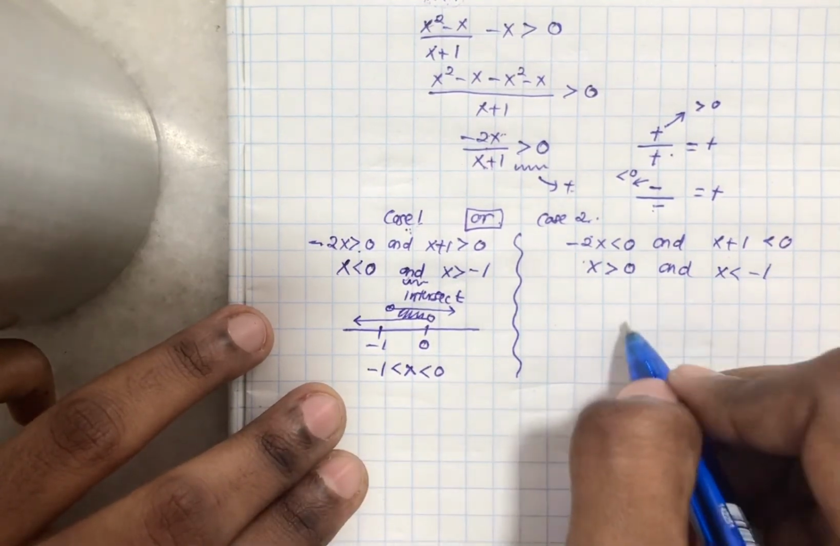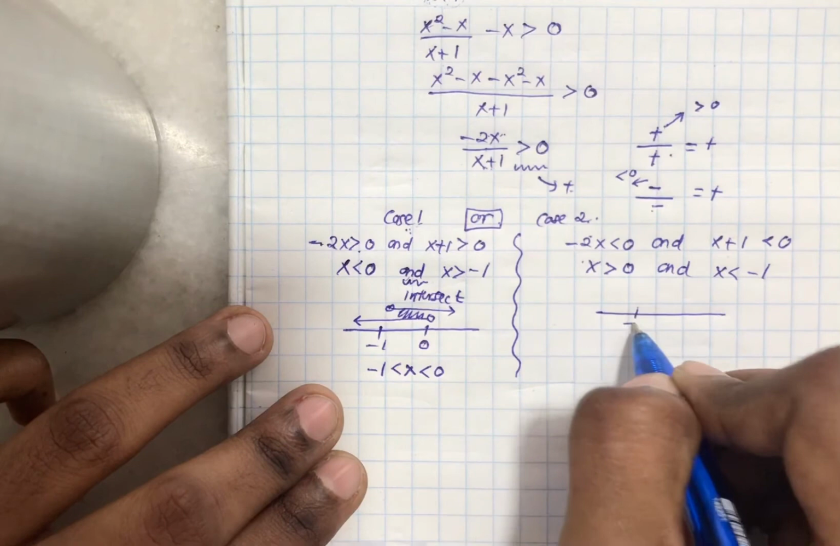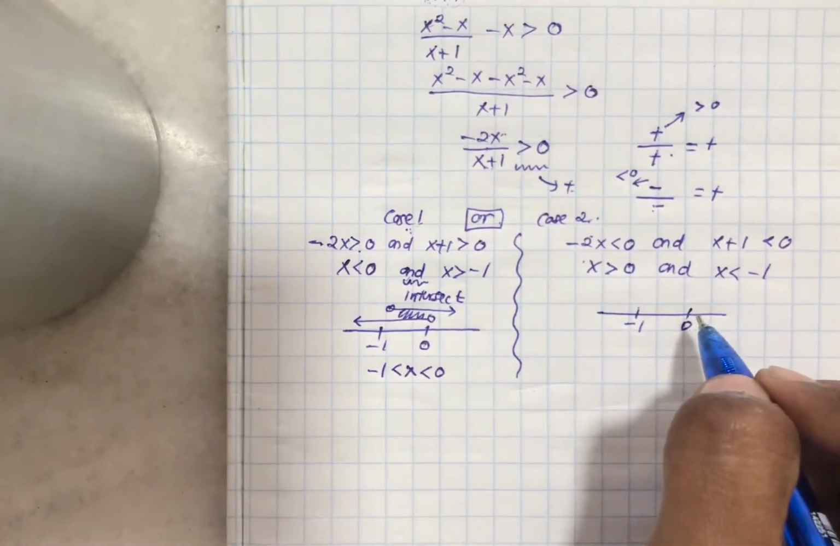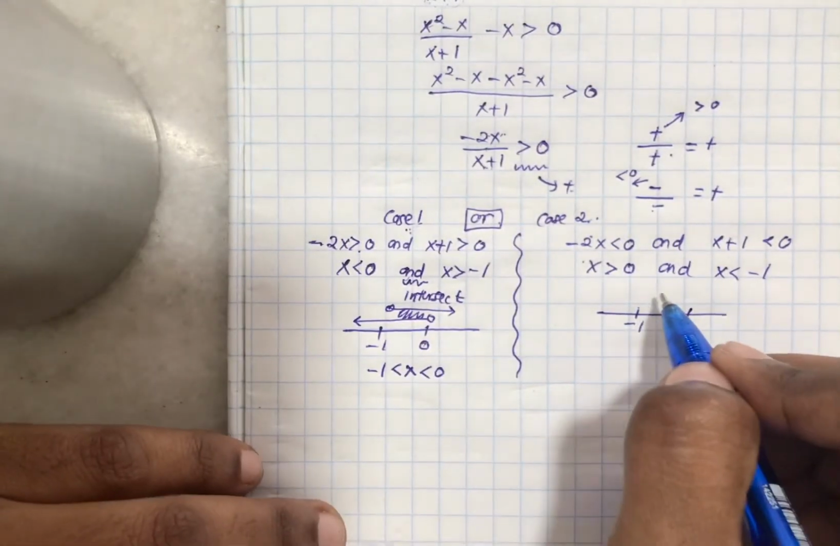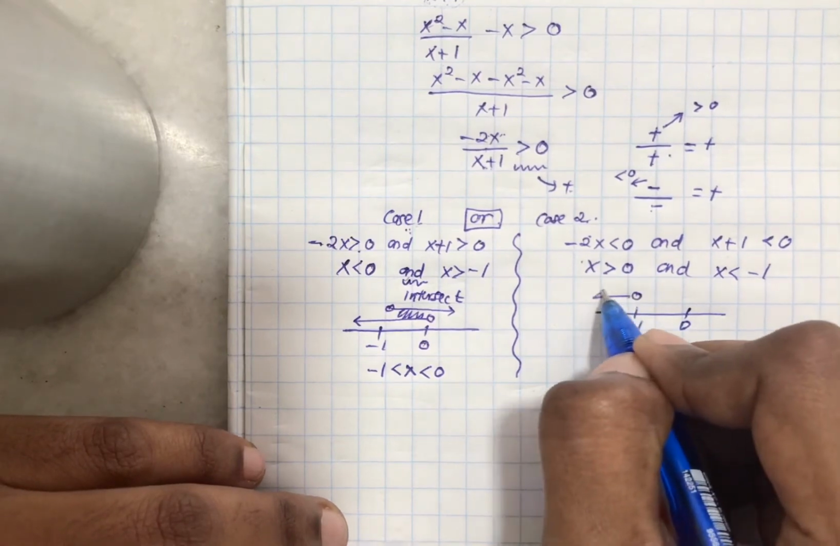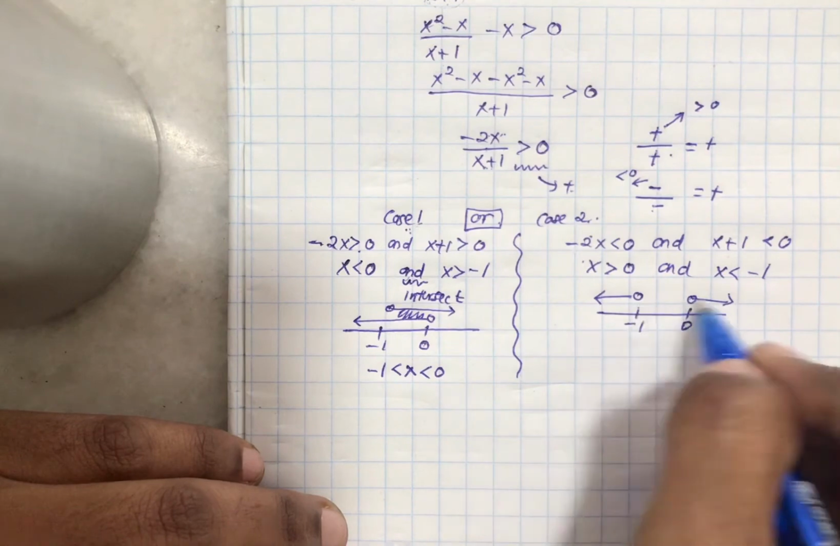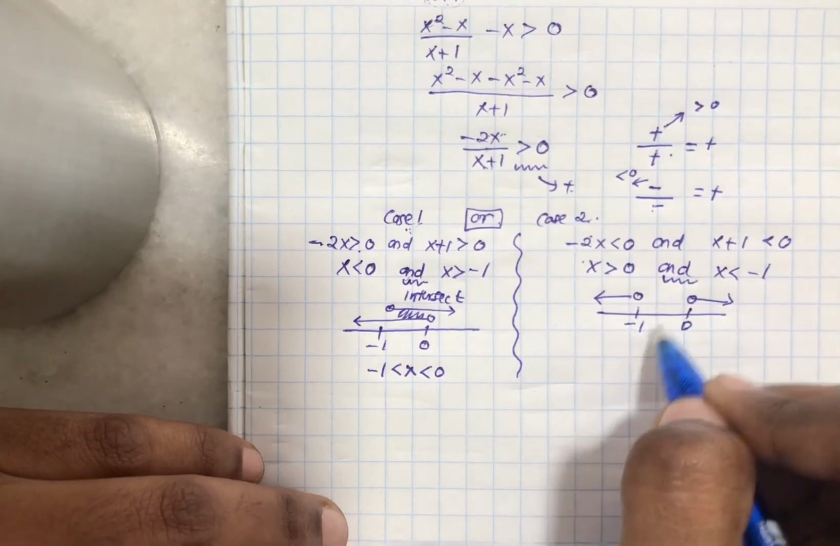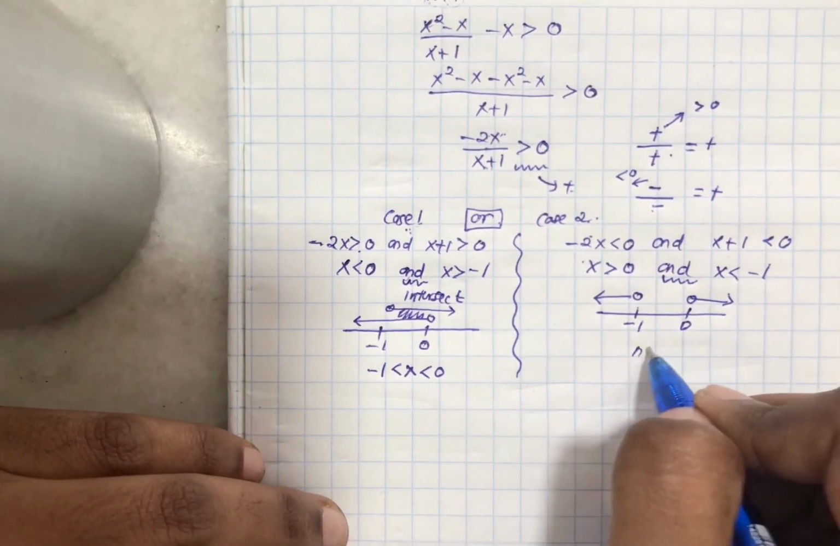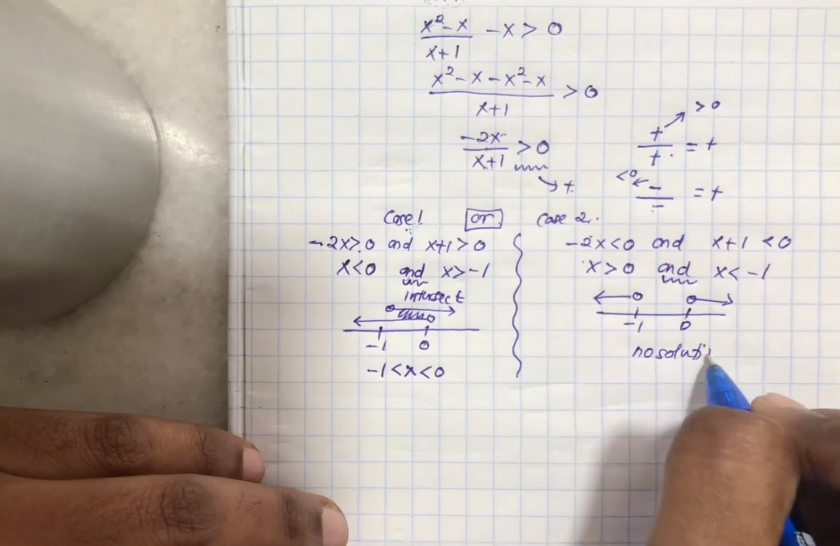And how about this? I'm going to draw the same number line, negative 1 and 0. So x is lesser than negative 1 and x is greater than 0. Is there any overlap? Is there any intersection? So no intersection means no solution over this side. So you get nothing from here.